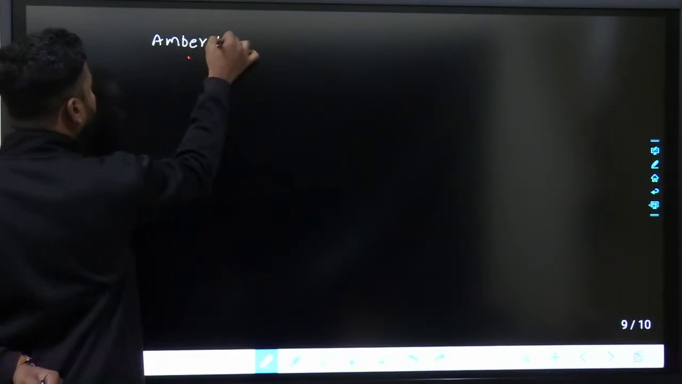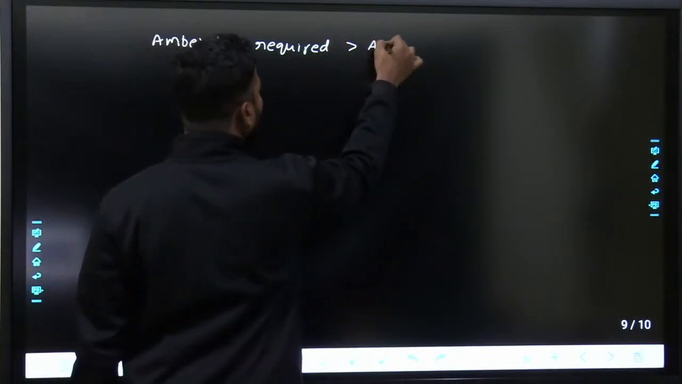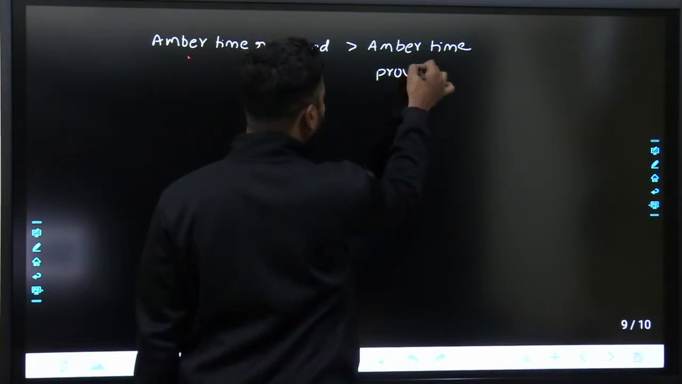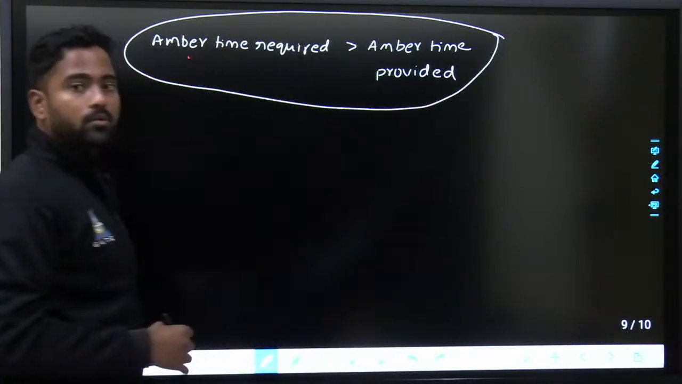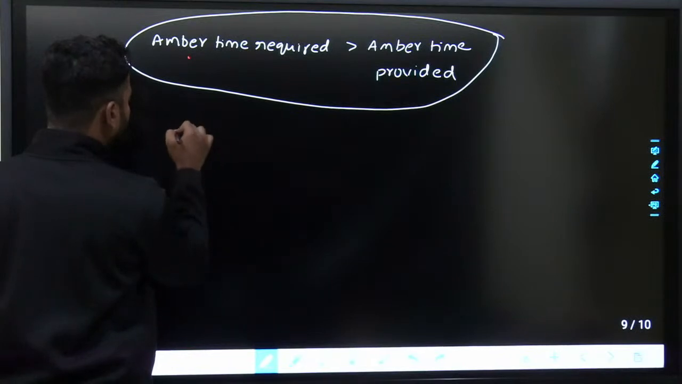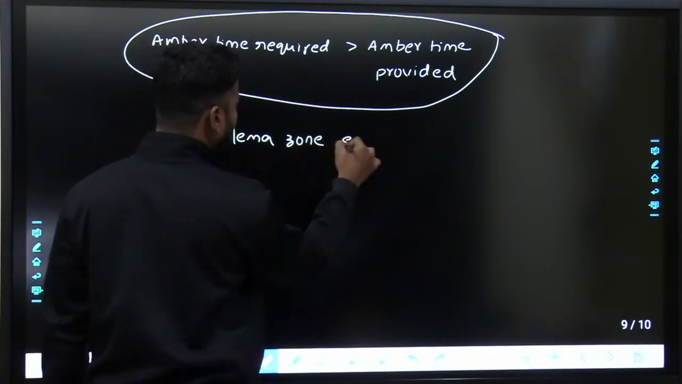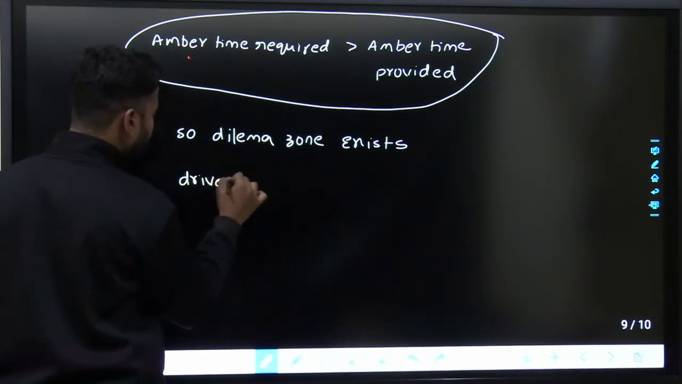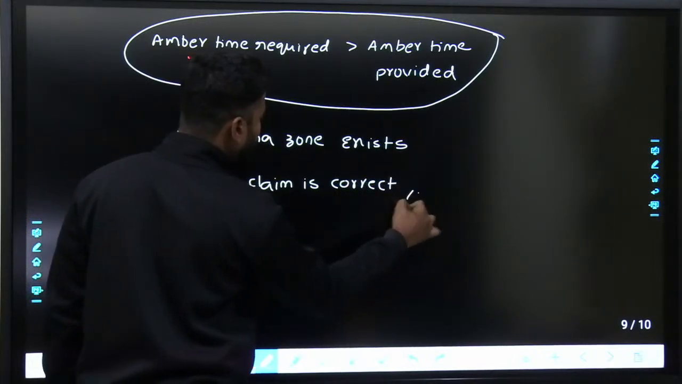Amber time required is more than amber time provided. So the dilemma zone exists. Driver claim is correct.